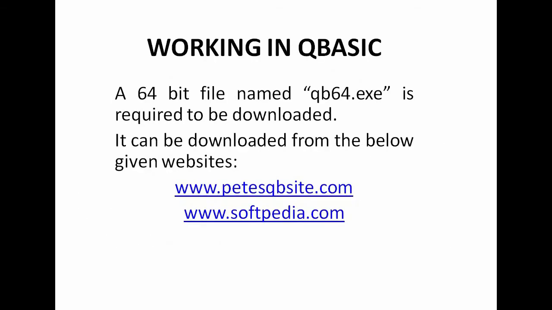So next we shall talk about working in QBasic. How can you work in QBasic? How to start QBasic? To start QBasic programming, what we have to do is download a particular file. The name is qb64.exe. It is a 64-bit file. This particular file, qb64.exe, is a 64-bit file. This file needs to be downloaded so that we can start working with this programming language.